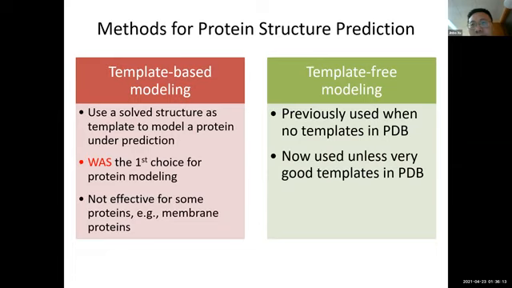Template-free modeling was used before mostly when you couldn't find a template in PDB. But now, even if you can find some templates in PDB, you should also consider template-free modeling as an option, unless the templates are very similar to the sequence.